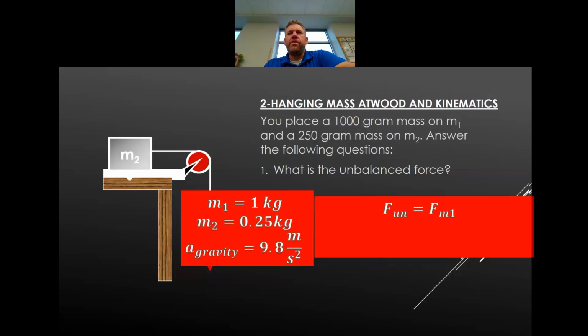All right. Unbalanced force now. Oh, that's not right. Oh, wait. Yep. We're using the M1 because the M2 is now 0.25. Sorry, I got messed up there for a second. So now we got 1 times 9.8. So our force is 9.8 newtons.